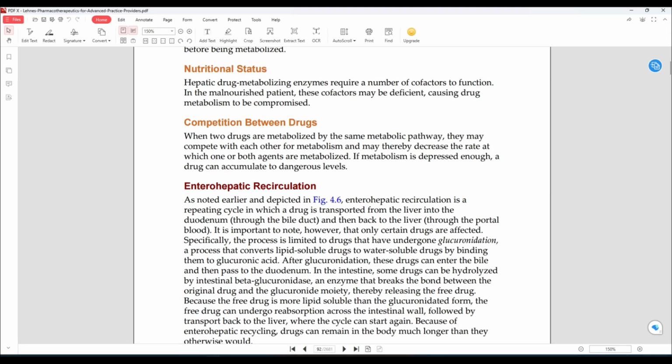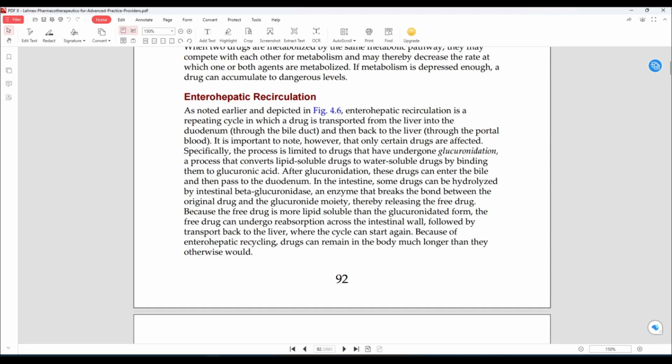Nutritional status. Hepatic drug metabolizing enzymes require a number of cofactors to function. In the malnourished patient, these cofactors may be deficient, causing drug metabolism to be compromised. The competition between drugs. When two drugs are metabolized by the same metabolic pathway, they may compete with each other for metabolism and may thereby decrease the rate at which one or both agents are metabolized. If metabolism is depressed enough, a drug can accumulate to dangerous levels.